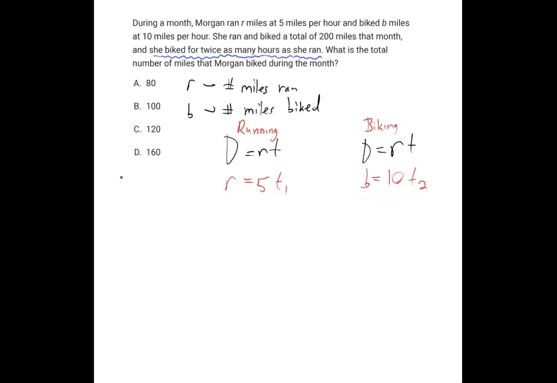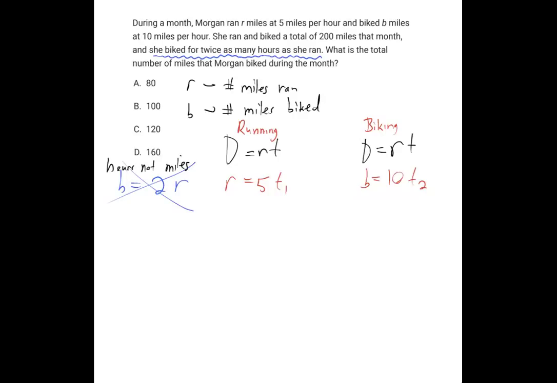So it would be really tempting to say B equals 2R, but those are not the hours, those are the miles. So that would actually be wrong. So let's write that here. Hours, not miles.